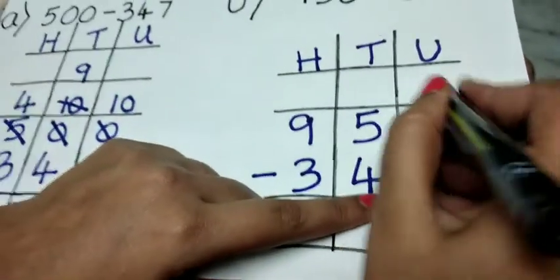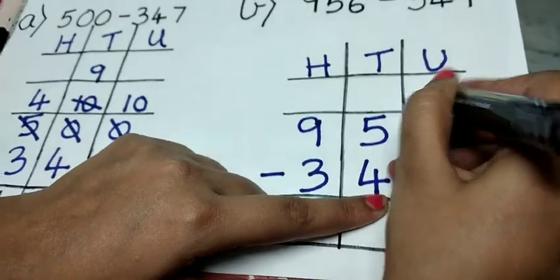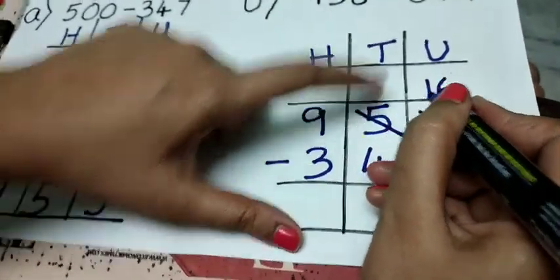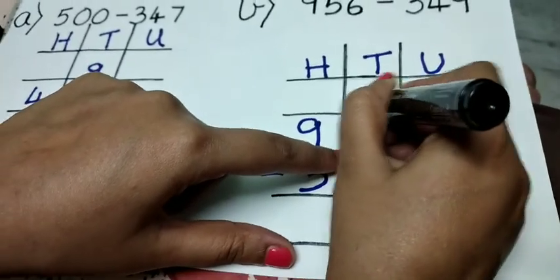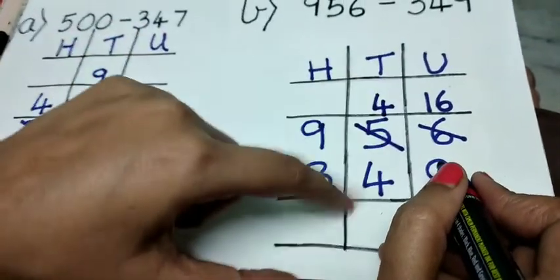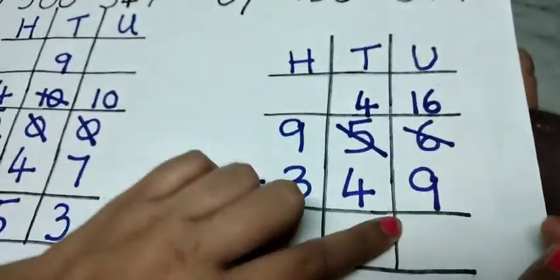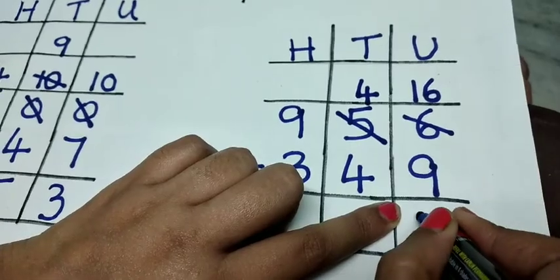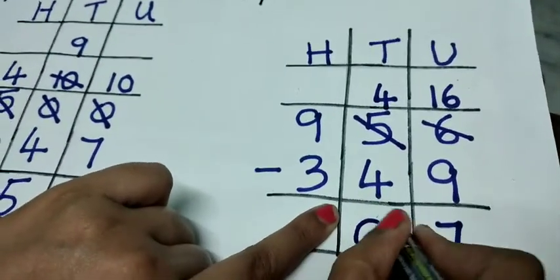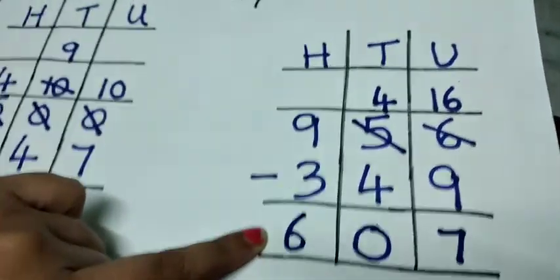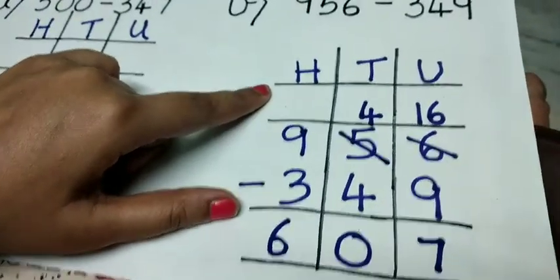Now you cannot subtract 9 from 6. So make it 16. Since you took 1 from 5, it becomes 4. 4 minus 4 you can subtract. So 16 minus 9 will be 7. 4 minus 4 will be 0. And 9 minus 3 will be 6. Okay boys, so this is how you solve this sum.